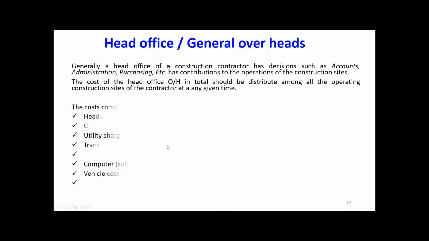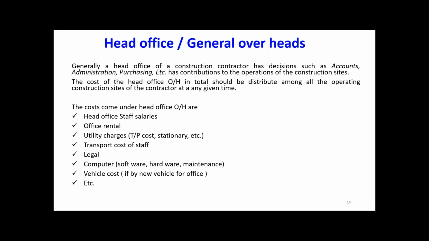So as an example of the head office overhead, we have the head office staff salaries, rental for the head office, utility charges like telephone, stationery, water, electricity, transportation cost of the staff, right? And the legal charges because you want to establish a head office, isn't it? So you have to pay for legal documentation, and you have to have the laptop, you have to have the vehicle. There are so many other costs to run the head office. So these all are head office general overhead.